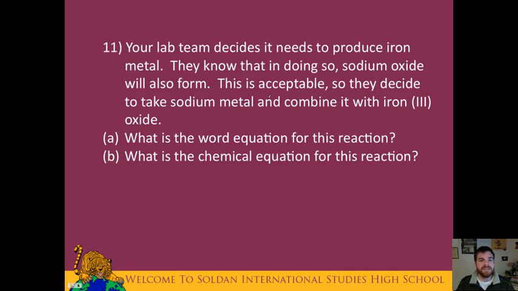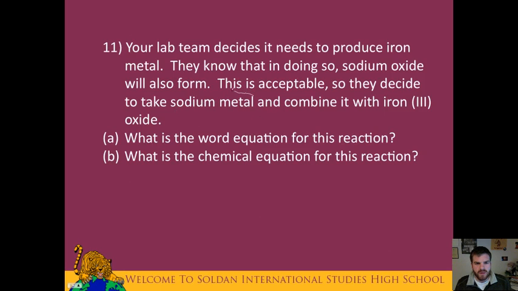Number 11, your lab team decides it needs to produce iron metal. They know that in doing so, sodium oxide will also form. This is acceptable, so they decide to take sodium metal and combine it with iron 3 oxide. What is the word equation for this reaction? Well, a word equation is using the chemicals and just their full names. The tricky part of number 11 is its reverse. They decide to take sodium metal. So this is what they're starting with.